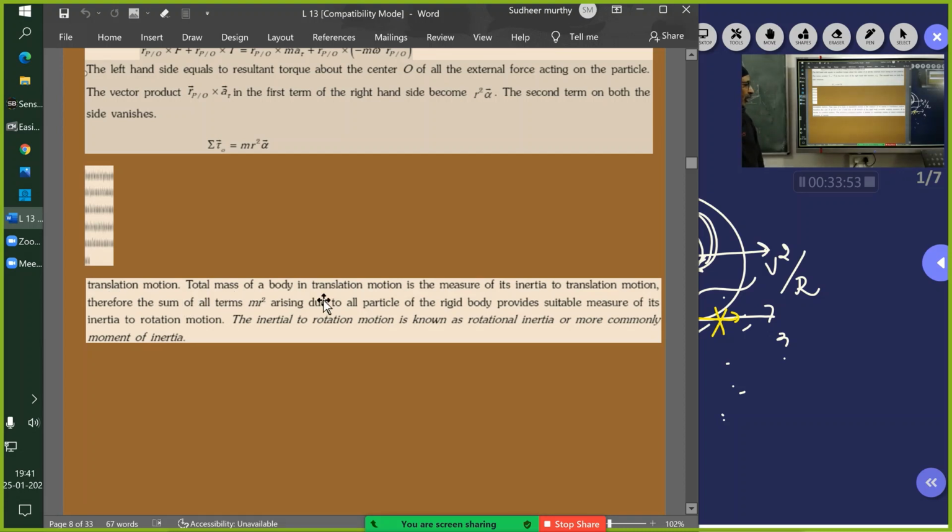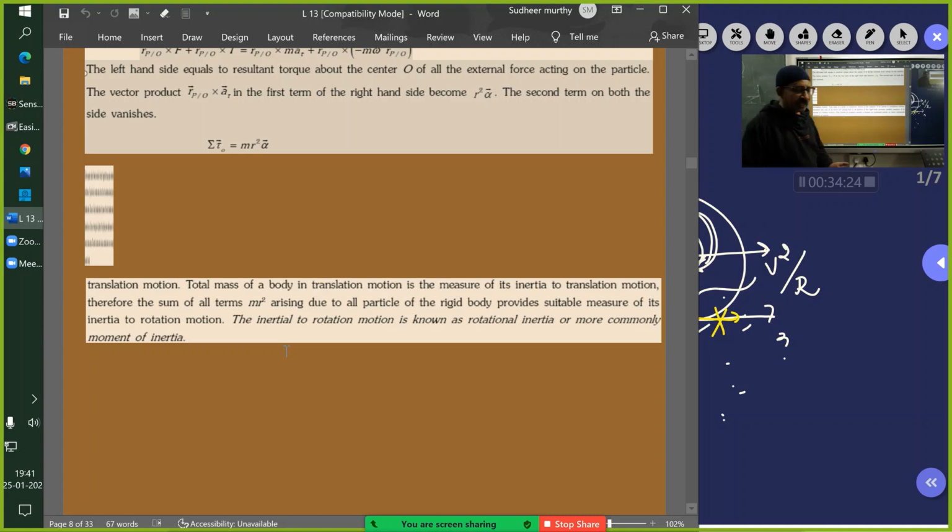In translation motion, the total mass of the body is a measure of its inertia. Mass is a measure of inertia. That's what I told you. Therefore, the sum of all terms mr square arising from all particles of a rigid body provides a suitable measure of its inertia to rotation. Inertia in rotational motion, also called rotational inertia, is more commonly called moment of inertia. So moment of inertia and rotational inertia are all the same.